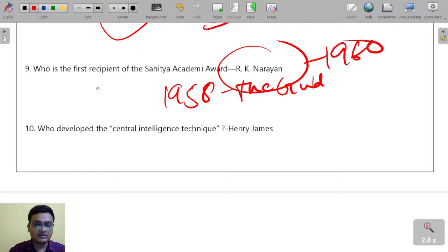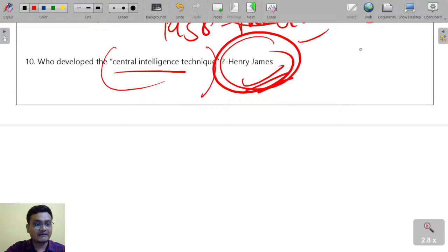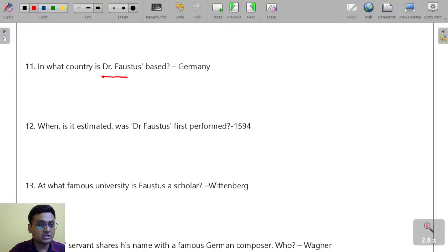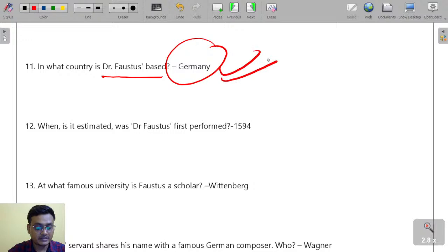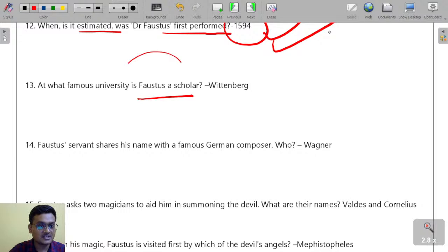Okay? Who developed the central intelligence technique? Henry James has developed the central intelligence technique. Okay. I am not discussing anything, okay? Time is short, okay? Let's go. In what country is Dr. Faustus based? Dr. Faustus is the magnum opus by Marlowe, Germany. When was Dr. Faustus first performed? 1594. Let's go. At what famous university is Faustus a scholar? Faustus was a scholar at Wittenberg.